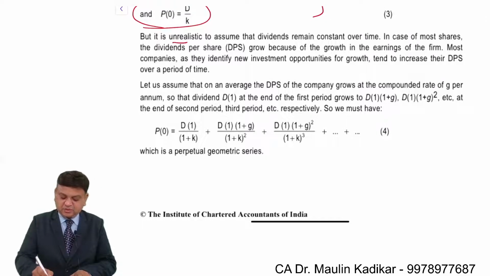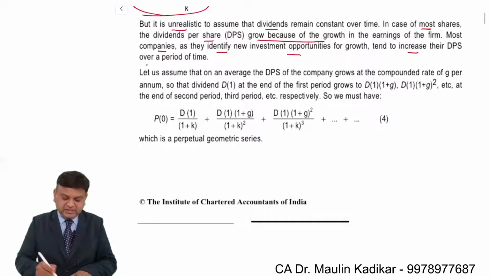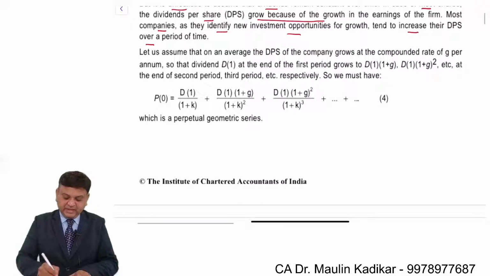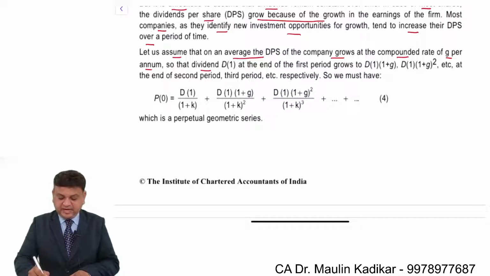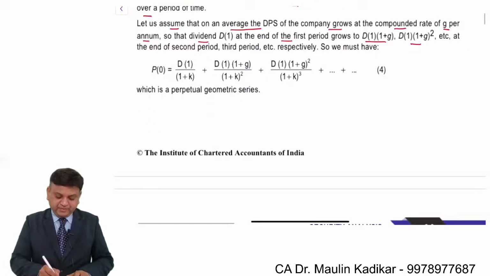But it is unrealistic to assume that the dividend remains constant over time. In most shares, dividend per share grows because of the growth in the earnings of the firm. Most companies, as they identify new investment opportunities for growth, tend to increase their dividend per share over time. Let us assume that on average, dividend per share of the company grows at a compounded rate G percent per annum, so that D1 at the end of the first period grows as D1 into (1 plus G), D1 into (1 plus G) raised to 2, and so on.